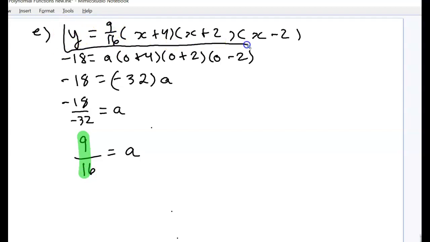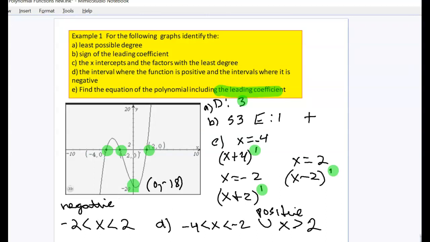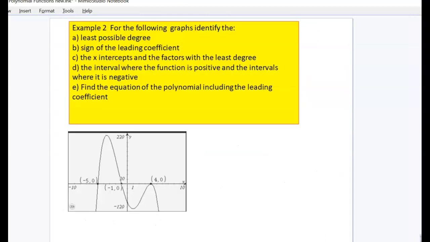So there would be the equation of this graph. Okay, let's try another one.